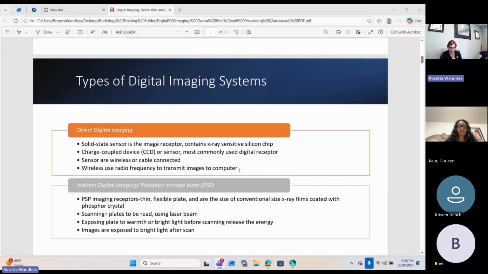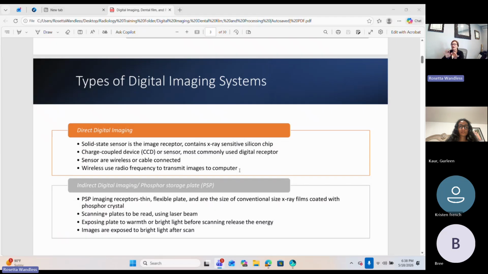And indirect digital imaging uses something called a phosphor storage plate, which is thin and fairly flexible. It resembles film. It's almost identical to film, but it's made of phosphor, which is very sensitive to radiation. The only difference is that we actually have to bring it to a scanner. So that's where the indirect comes in.